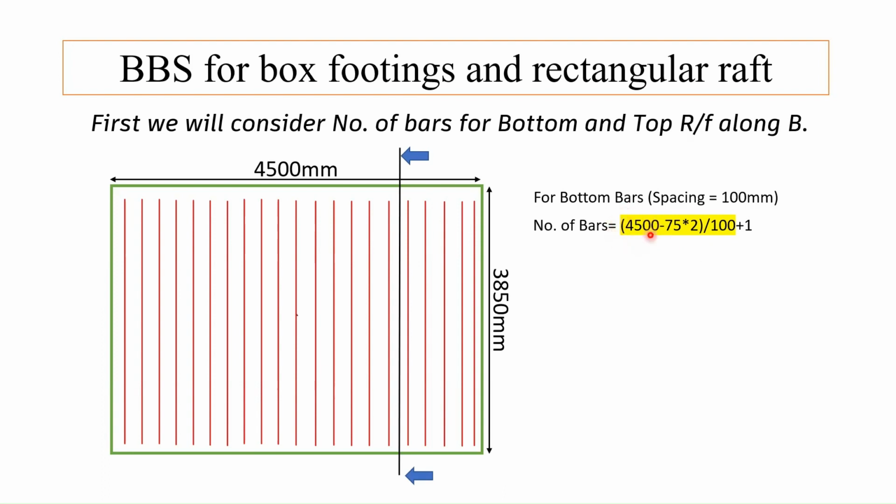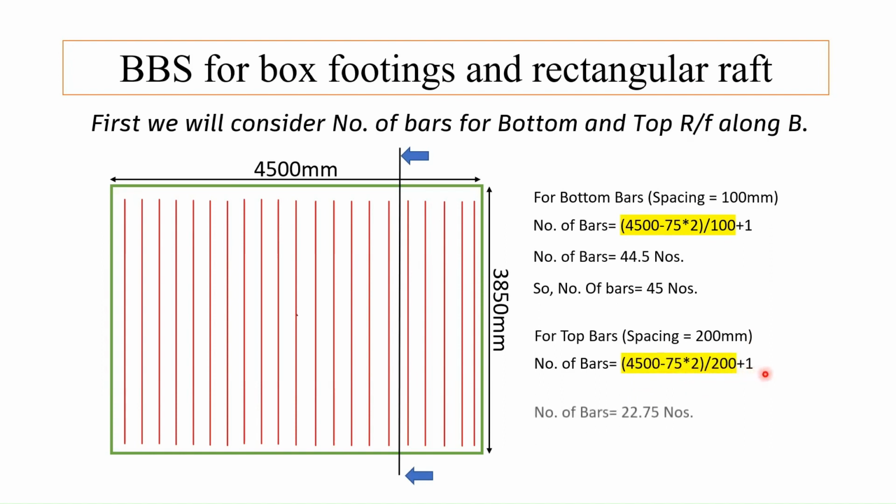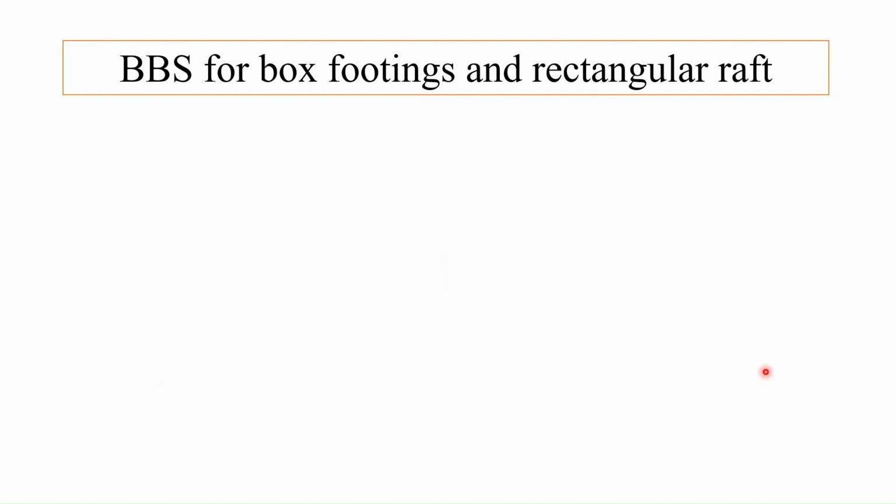The length which is taken for the calculation of number of bars is the perpendicular direction in which the bars are placed. So the number of bars will come out as 44.5 numbers. So the total number of bars will be 45 numbers. Now for the top bars, spacing provided is 200 mm. So the number of bars will be (4500 minus 75 into 2) divided by 200 plus 1. Now the number of bars is 22.75, so it will come out as 23 numbers.